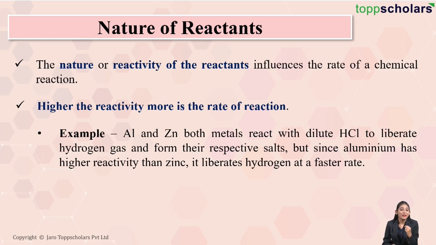This is because aluminium is more reactive than zinc, and as we said, if the reactivity of the reactant is high, then the rate of the reaction increases. So in this reaction, since aluminium is more reactive than zinc, aluminium reacts with dilute hydrochloric acid at a faster rate, and so the rate at which hydrogen gas is liberated is more as compared to that with zinc.